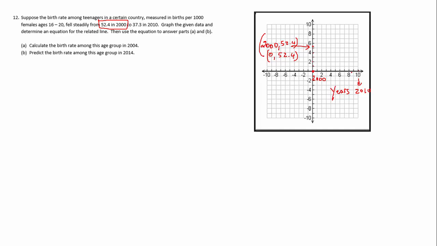Alright, the second point, which will be at 37.3 and 2010. So this is 2010, and we're going to count 10, 20, 30, and this is 37. So somewhere here is 37.3, and this is 10. So it would be 10, comma, 37.3. And all we have to do is join those 2 points in order to graph the line. Okay? So this is how the line is going to look.